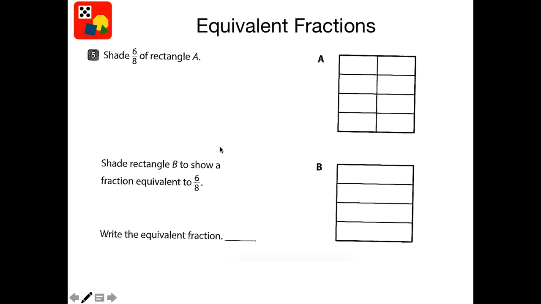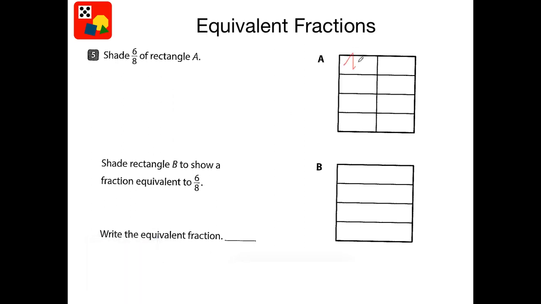All right, if you have the package with you, this is number 5 on your package from last week. I chose to go over number 5 with you to explore more and understand equivalent fractions. Okay, shade 6/8 of rectangle A. So here's rectangle A, and I need to shade 6 of the 8 parts. Okay, double check: 2, 4, 6, 8. This model is divided into 8 equal parts, and I need to shade 6 of them.